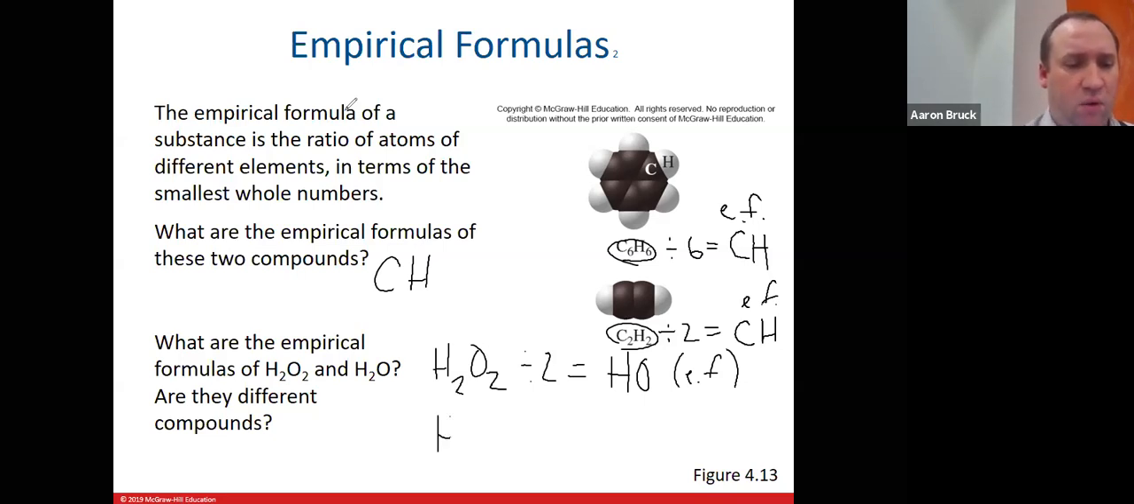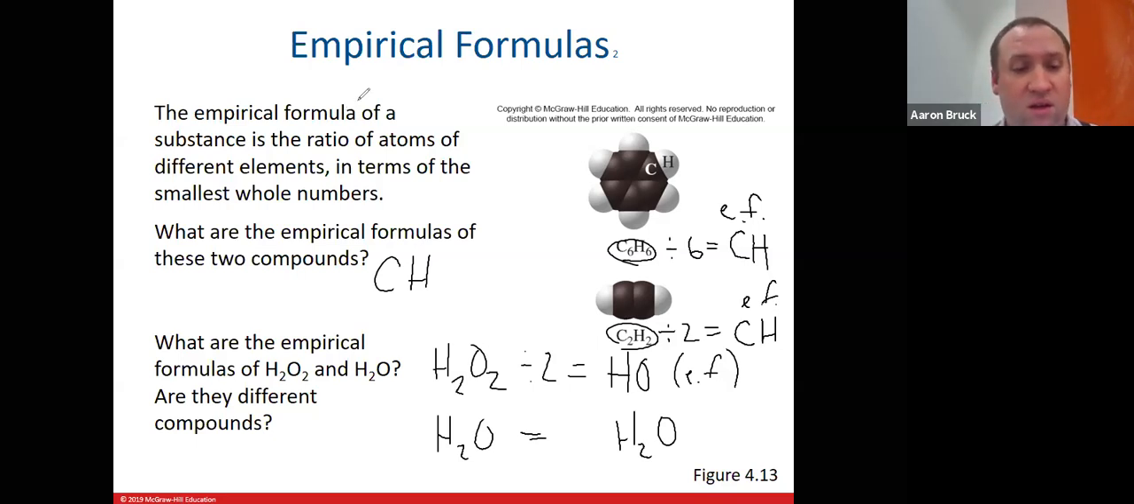But for H2O, there's no number I can divide those two things by that would give me whole numbers at the end. Oxygen is already at 1. To divide it further would turn it into a fraction, which would not be a whole number. So its empirical formula is H2O. So here I have an example of two different compounds with two different empirical formulas. And that's okay. That just tells me that the relationship of one atom to another in those two compounds is different.